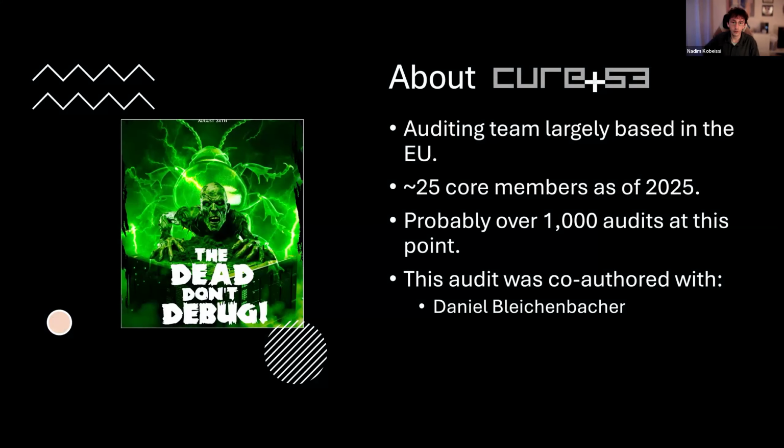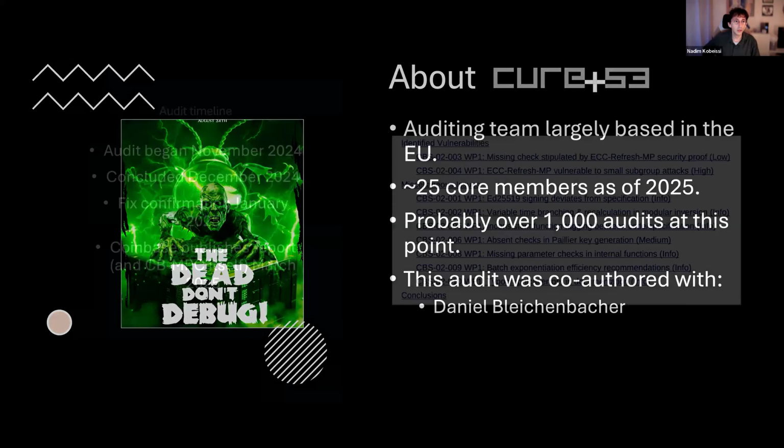We're an auditing team that's largely based in the EU, although we do have some members in other countries like France, where I live, and even Japan and some other countries. We're about 25 core members as of 2025, and we've probably done over 1,000 audits at this point collectively. I've personally worked on over 250 audits, probably close to 300 at this point. And this particular audit, again, I just want to make sure that Daniel gets the credit he deserves, was co-authored with Daniel Bleikenbacher. We both contributed as well as we could to this audit.